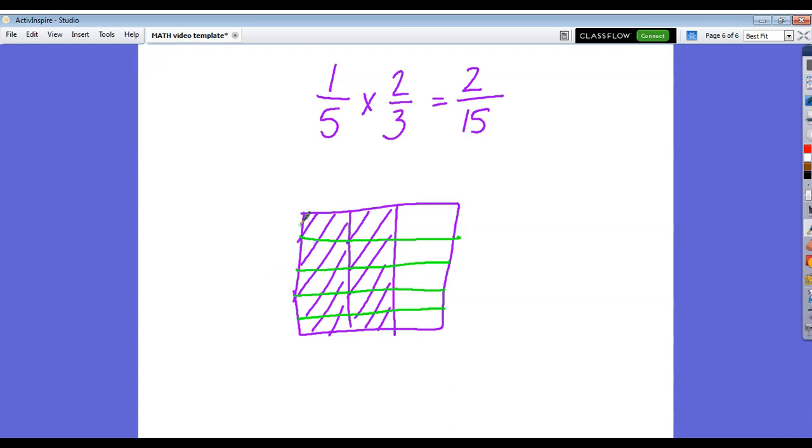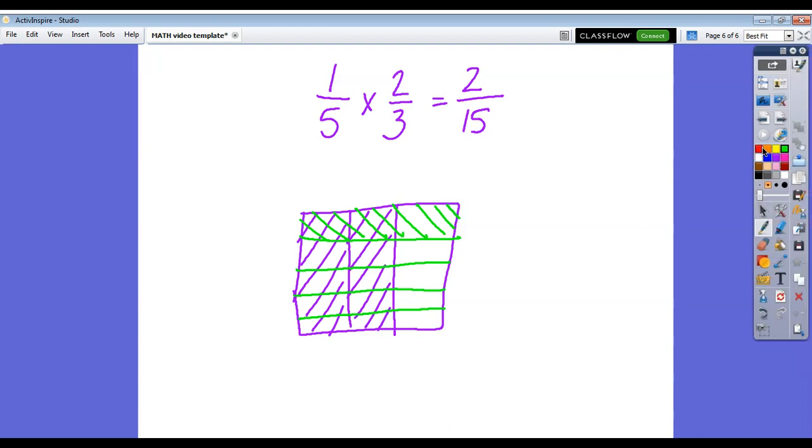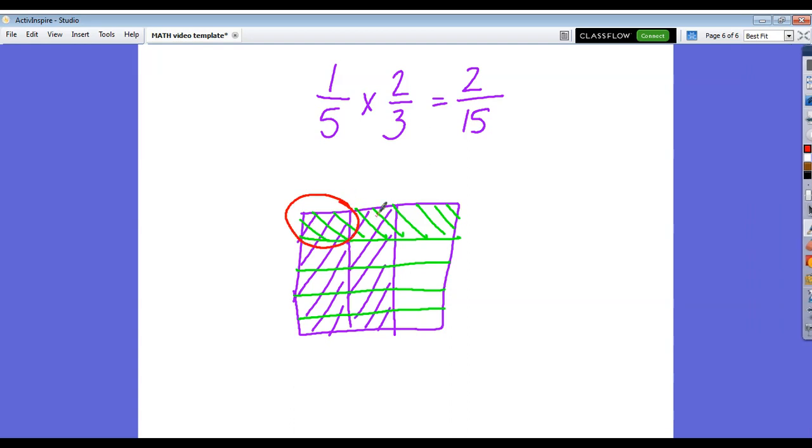So I want 1/5, which means I want 1 of these groups. So there's my model, and I find my answer by counting how many of these spaces have both of them overlapped. So now I have 2 that have them overlapped, and I have 1, 2, 3, 4, 5, 6, 7, 8, 9, 10, 11, 12, 13, 14, 15. So I essentially made an array, 3 by 5, which is my common denominator of 15.